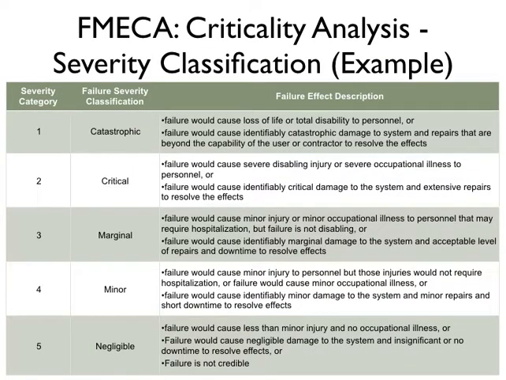And the second step is to determine the severity classification. There are 5 different categories, just like the probability of occurrence, and they range from catastrophic all the way down to negligible. And just as before, they've got the definitions to give you some understanding of what the actual classification is.